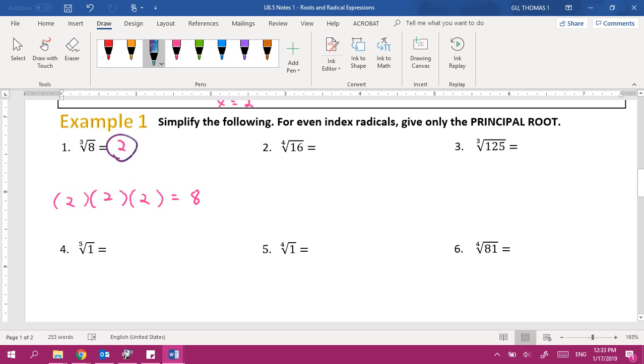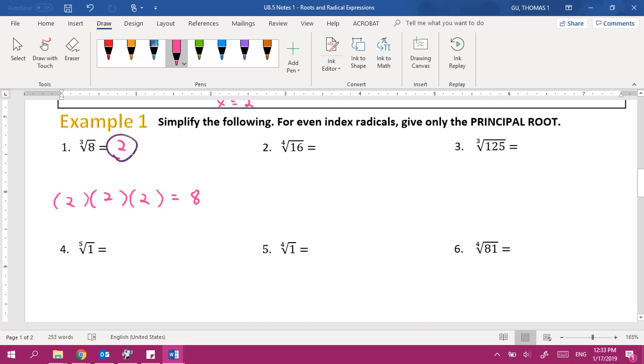Wait, how? The cube root of 8 is 2. Yeah. You have to find 2 times 2 times 2, you have to find a multiple. Oh, okay, never mind. I was thinking 3 times 2. You're trolling, okay.